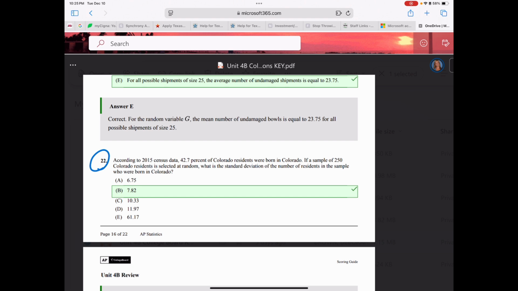Here's another one. According to the 2015 census data, 42.7% of Colorado residents were born in Colorado. If a sample of 250, okay, it gave me a sample. The fact that it gave me a sample lets me go ding, ding, ding. Let's try SPIT because that may be binomial. So I'm going to look around and say, okay, trial set number, I already have that. I'm going to keep looking.